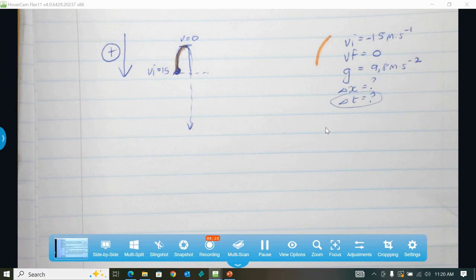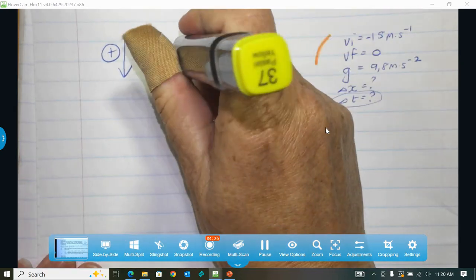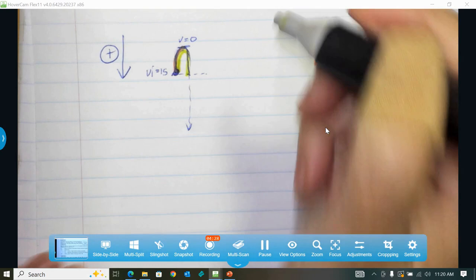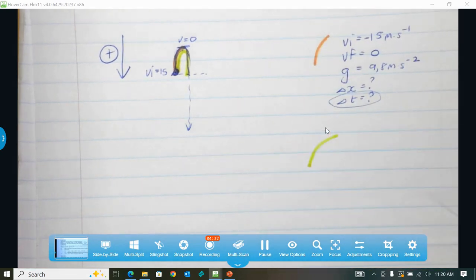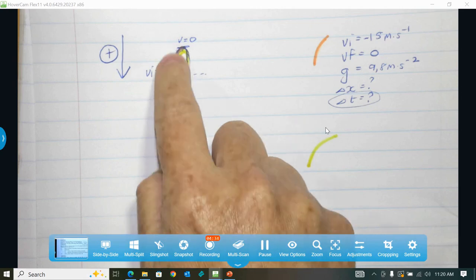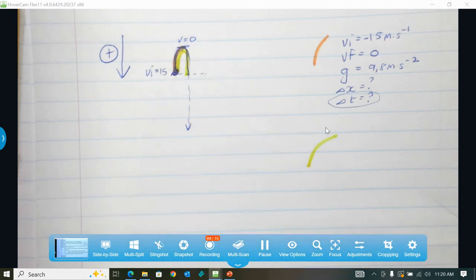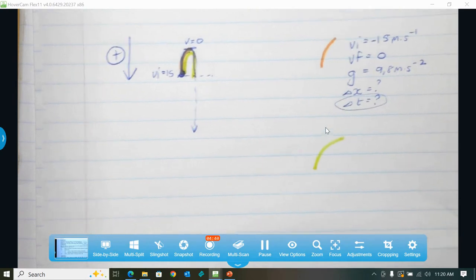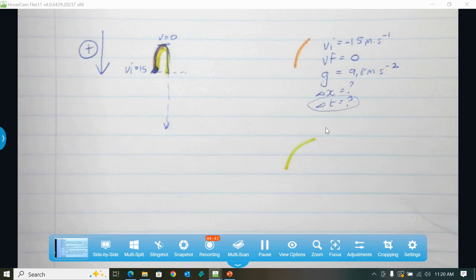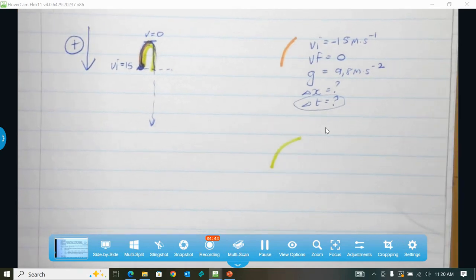So you actually want the time for the whole thing, the yellow. So you've got a choice. Either you can take the orange and work out the time and then multiply it by 2, or if I'm working with the yellow part, then I just need 3 things that are true for the yellow part. So let's go and have a look.